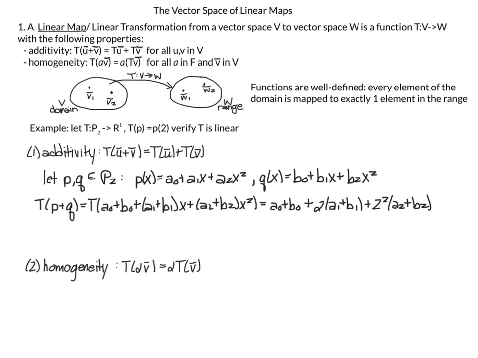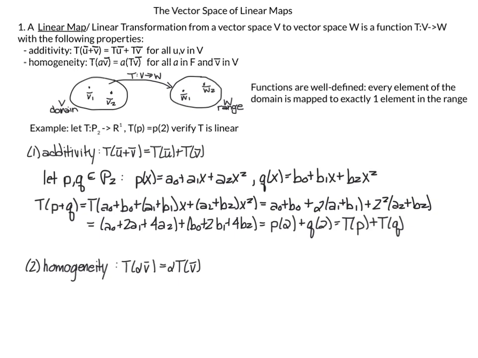Now I can take the transform of p plus q. So when I add these two polynomials, I'm going to have T of, I'm going to add my coefficients first, a0 plus b0, and then my a1 plus b1 x, and then a2 plus b2 x squared. So my transformation now is to plug in 2 wherever x is. So I'm going to keep my a0 plus b0. I'm going to have my a1 plus b1 times 2, because x is now equal to 2. And then I'm going to have my a2 plus b2 times 2 squared, which is, well, here I just put 2 squared, but it's 4 times a2 plus b2.